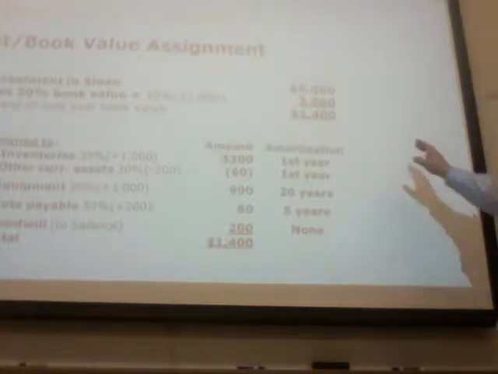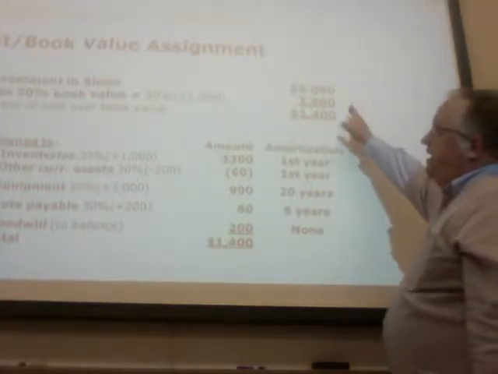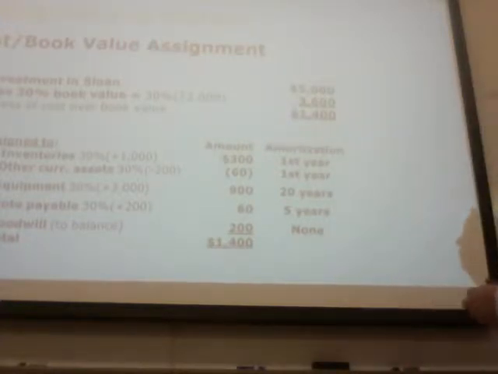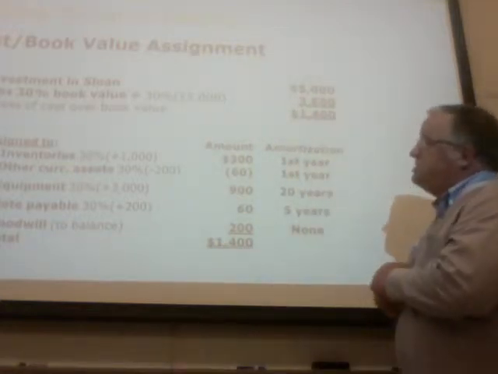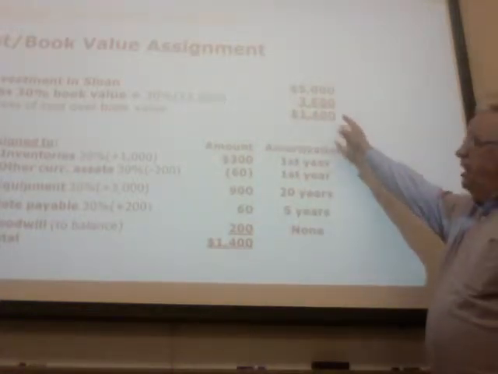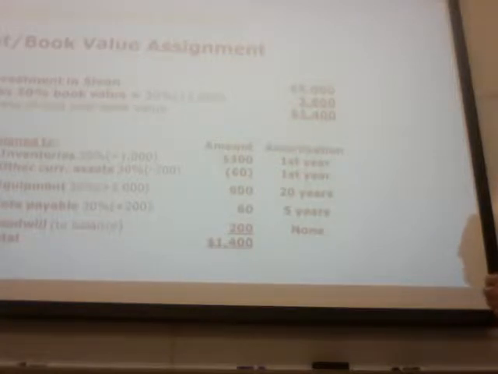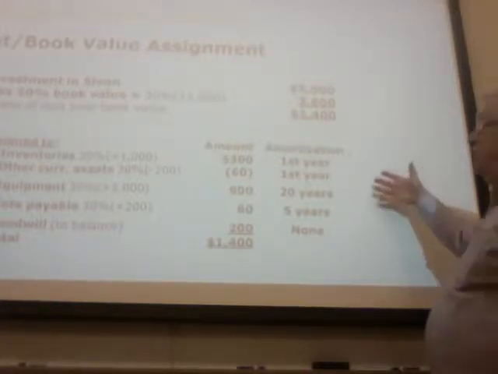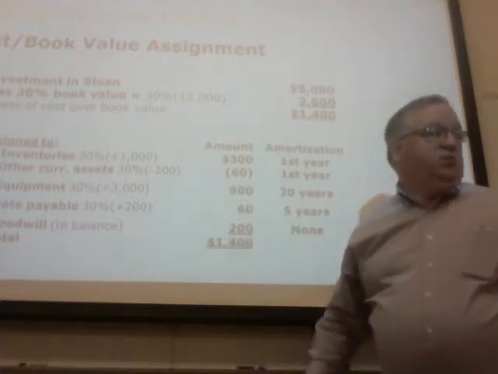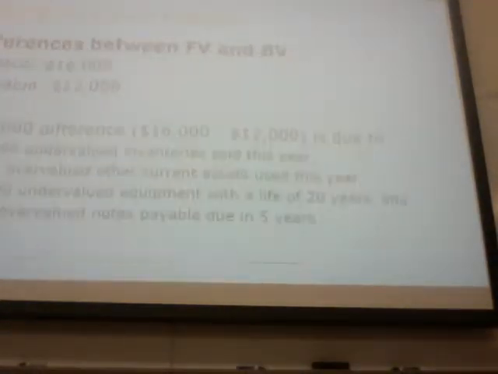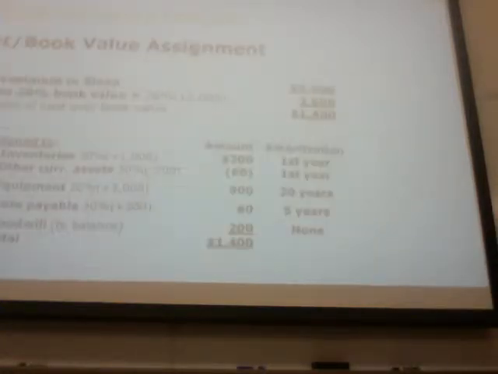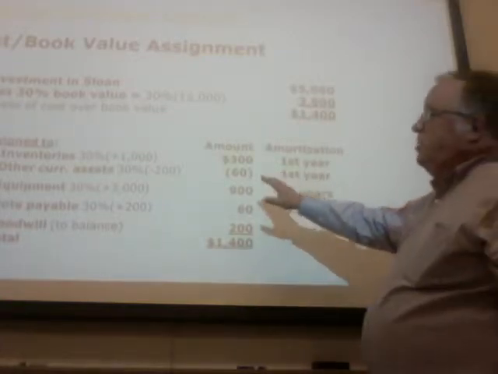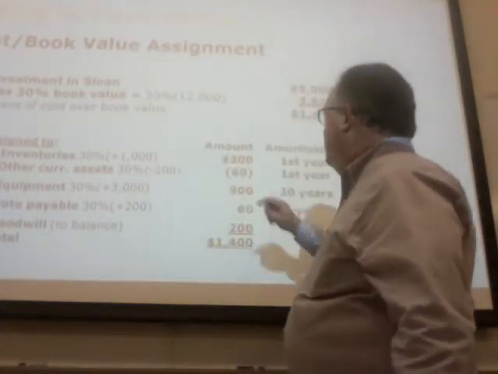Now, with the investment in Sloan of $5,000, we've already determined the book value of Sloan's net assets is $12,000, so 30% of that is our $3,600. So we have an excess of cost over book value of $1,400. We're going to go through and assign that based on this previous evaluation of Sloan's assets on these stipulated things here. These are 100% amounts. Now we're going to apply that to our share. So inventories, 30% of 1,000 is 300.